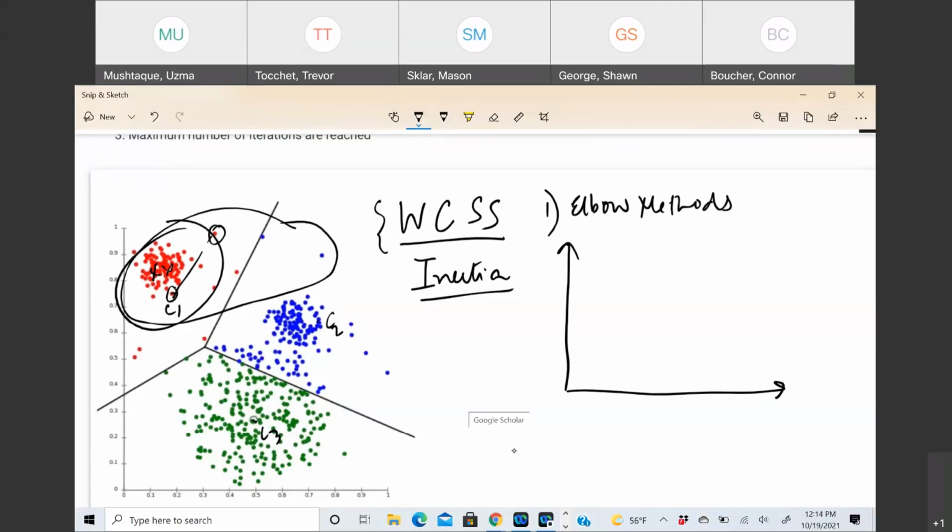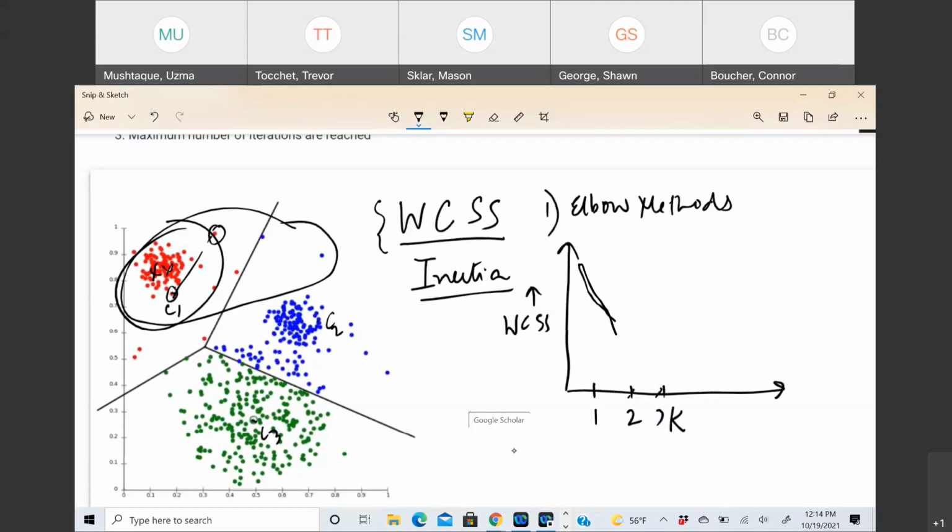If I try to plot it with the value of K, which is 1, 2, 3, and so on, and this, let's say, is my objective. Usually what happens is, let's say I have just K equals 1, which means everything is within that one cluster. So the within-cluster objective function is not minimized, and most likely I'll have a higher value.